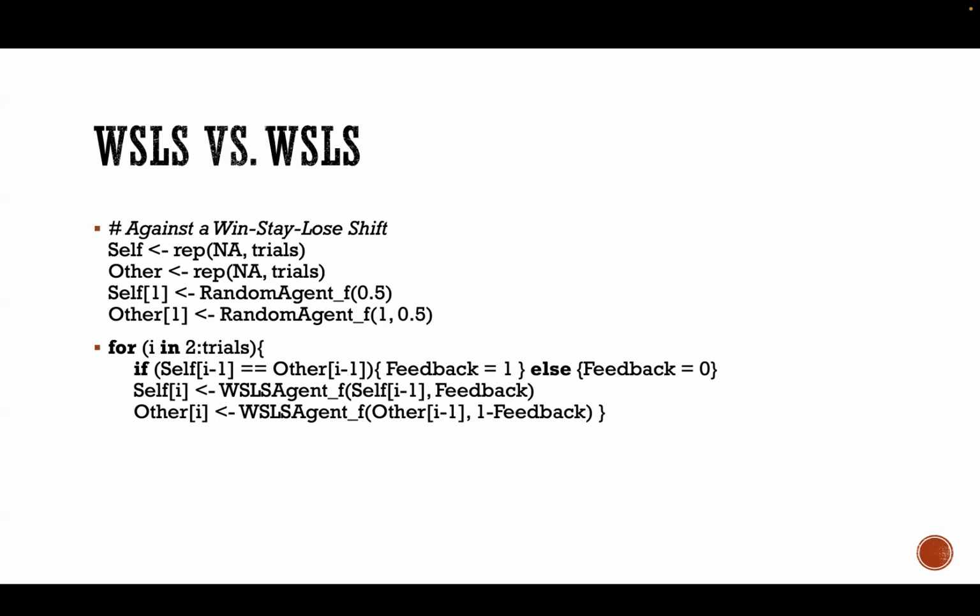Right? The first agent gets the self at previous trial. The other agent gets the other at previous trial. The first agent gets the feedback as it is. The other agent gets the opposite of the feedback, because if one wins, the other loses. Right? There are cooperative games that we could simulate where they would get the same feedback. But in this case, if you win, I lose.